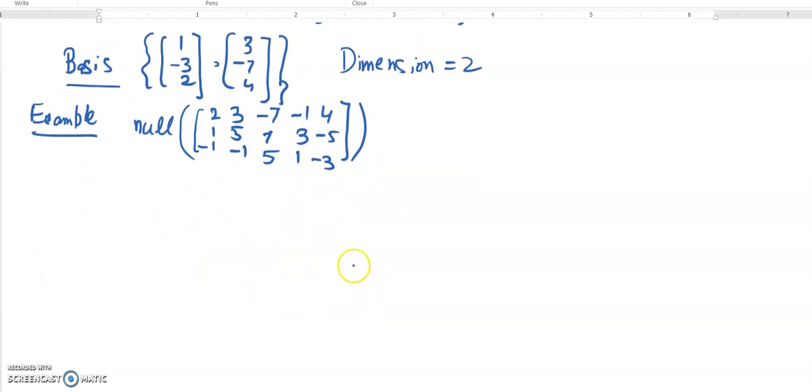Then again we have to convert it into echelon form. So we start from this matrix and write it like this. It will be 2 3 -7 -1 4, and then 0 1 3 1 -2.